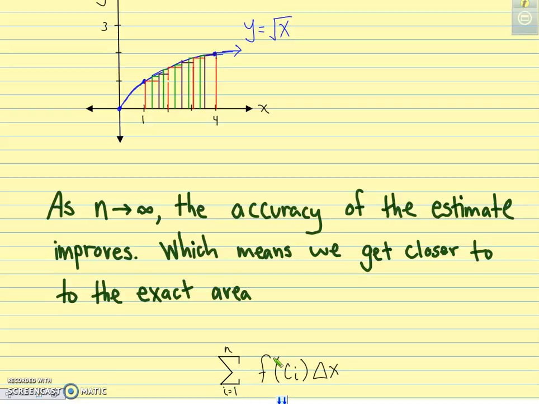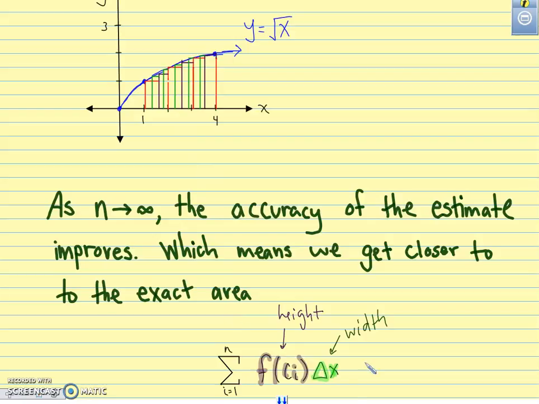But what we have here is, remember the sigma as i equals 1 goes to n of f of c sub i times delta x. Remember that f of c sub i represents the height and delta x is the width. Height and width represent the area for the rectangles.